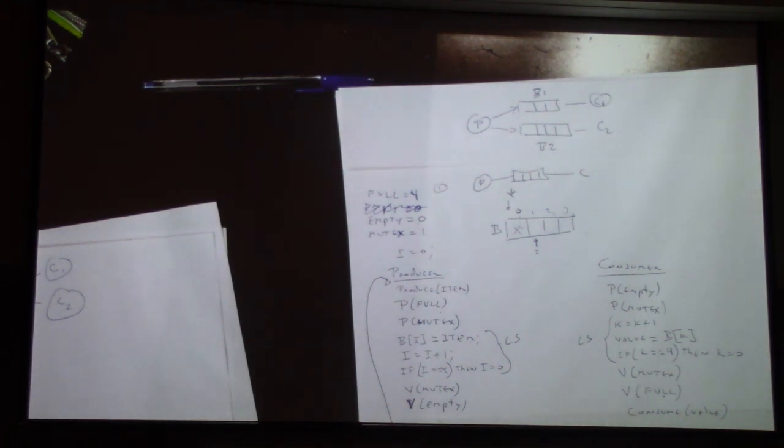Imagine that you use P full in both of them, right? The first problem is that one is size 3 and the other is size 4. So you need two full semaphores: one for the first buffer and one for the second buffer. So you have to do P full 1, P mutex 1, and then P full 2. Okay? Thank you.